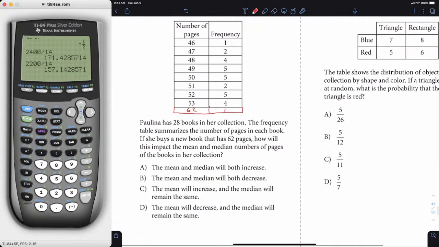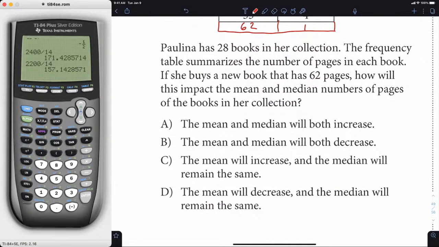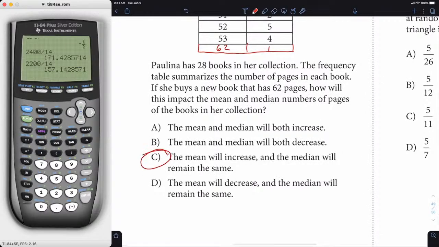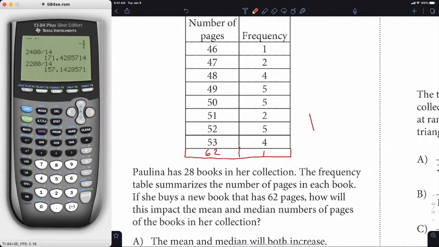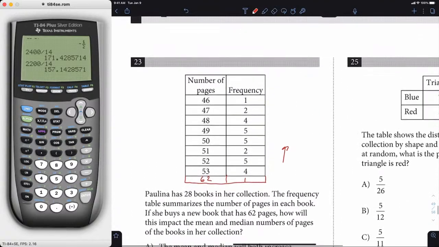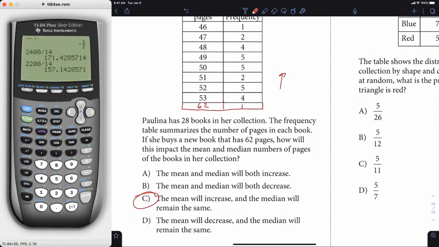How will the median and mean numbers of pages of books in the collection change? Well, the median won't change at all. The mean will change. So it's C, right? Because if you're adding a book with 62 pages, your mean is going to shoot up because you have a high outlier value, and then the median's just going to stay the same because it's going to fall somewhere in here probably. So yeah, answer C.